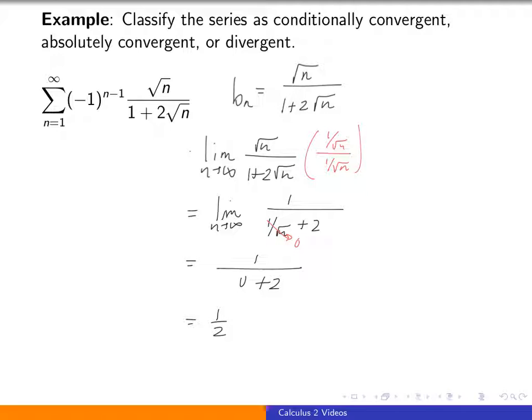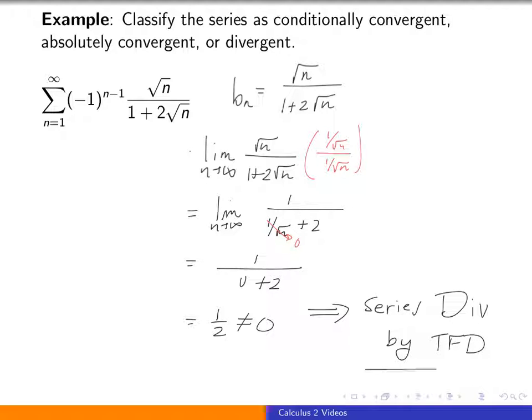So when you take the limit of the b sub n, you end up with the number 1/2, which is not 0, so the alternating series test tells us nothing. But the conclusion that we can make, though, is that the given series diverges, and the reason it diverges is by the test for divergence.